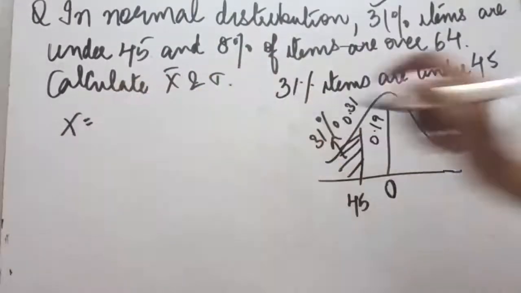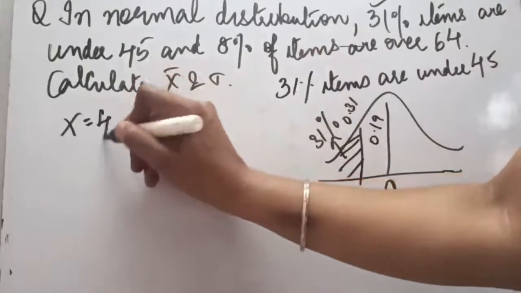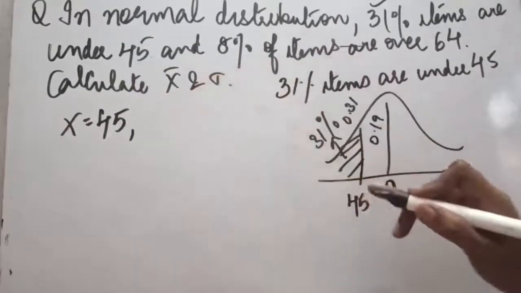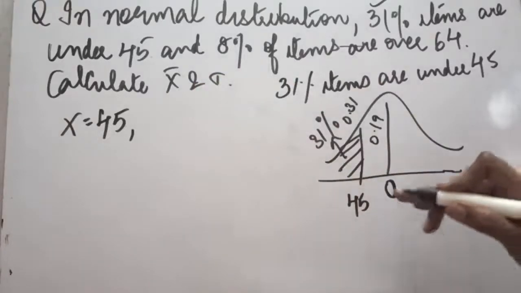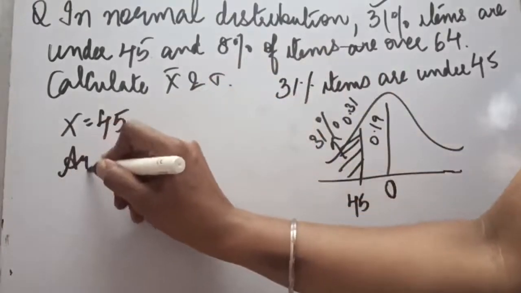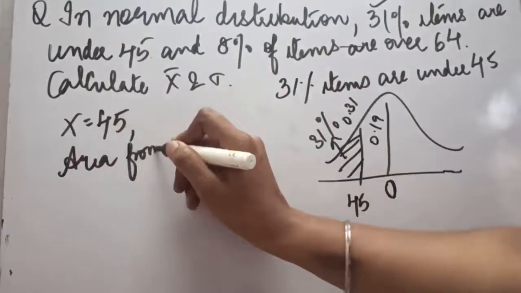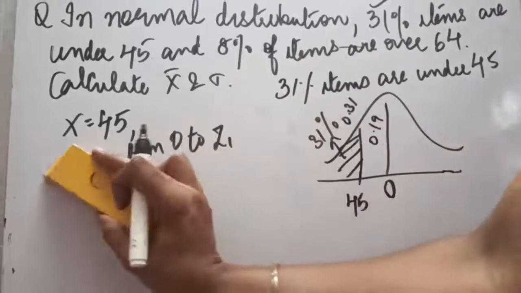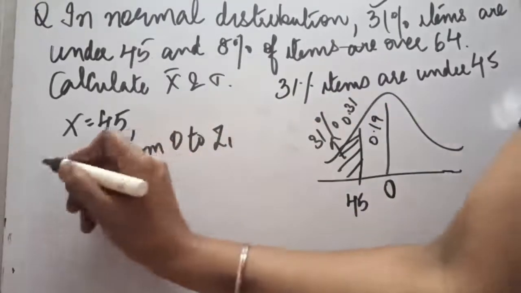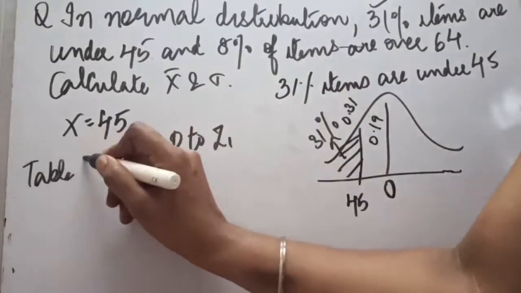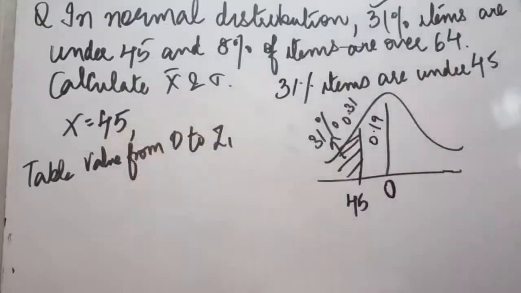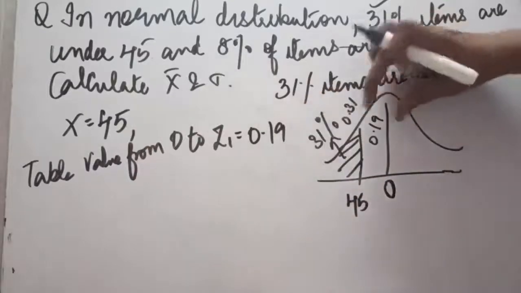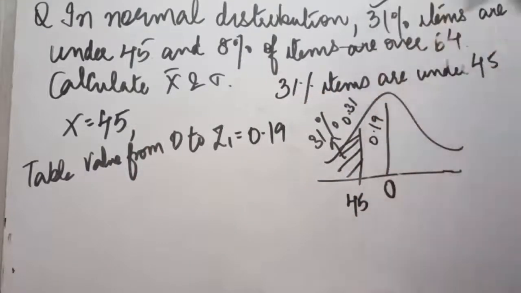That in the first case, 45 is given. So our x is 45. And in the first case, the area from 0 to z, or to be more specific, we can write table value from 0 to z. Because this is the table value, we know this is given in the percentage. This will be the table value from 0 to z is 0.19. This portion 0 to z is 0.19.